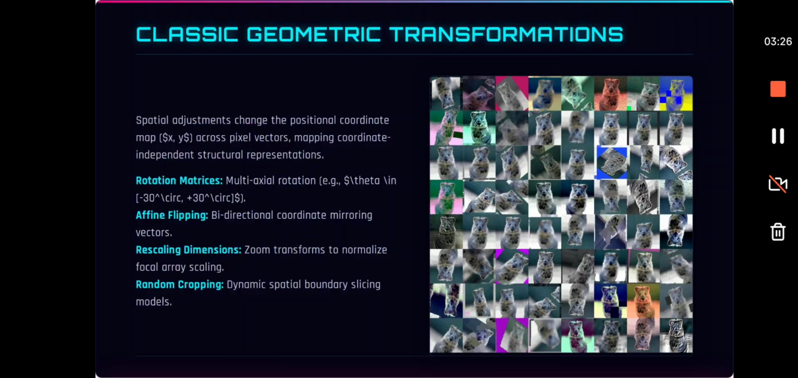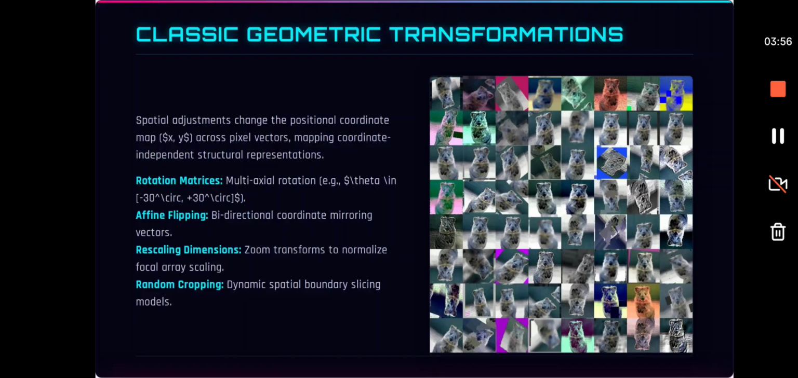Rescaling or zooming changes the image's dimensions to normalize object size across the datasets. Random cropping selects a smaller region from the original image. This forces the model to focus on important local features instead of depending only on full image patterns. These techniques are widely used in computer vision applications such as object detection and image classification.